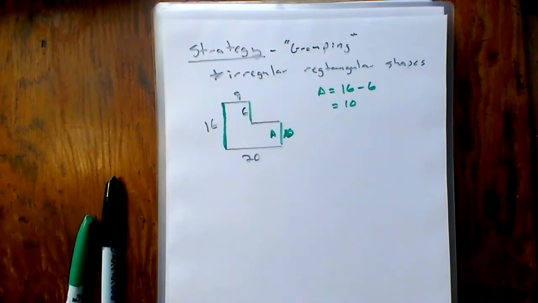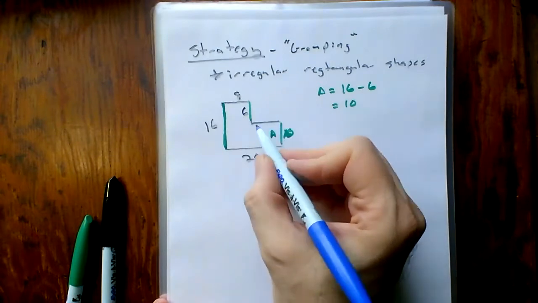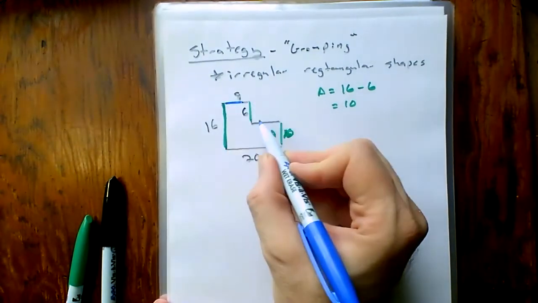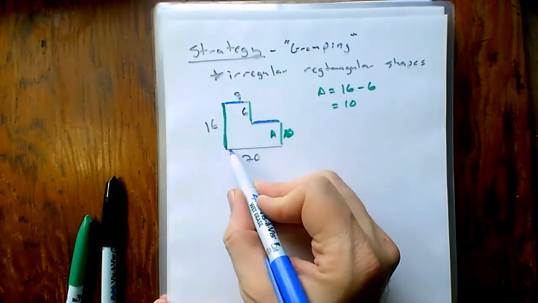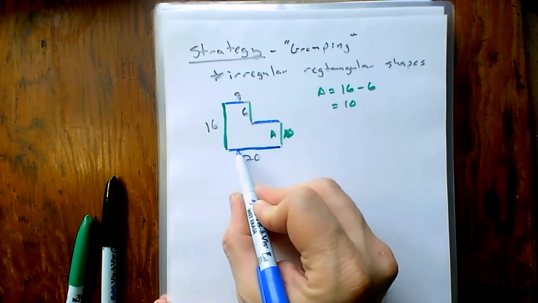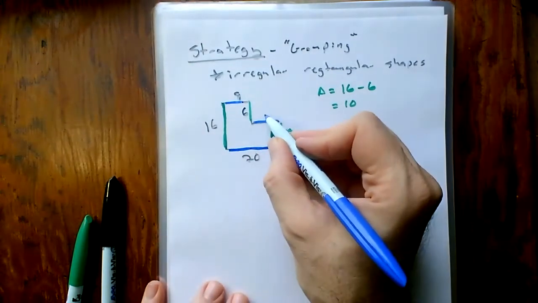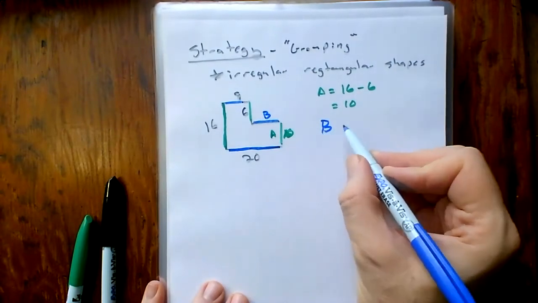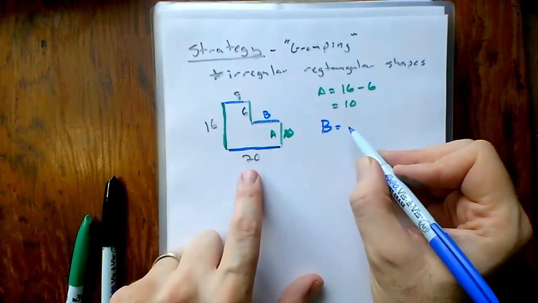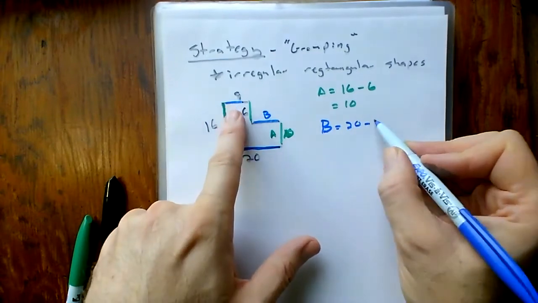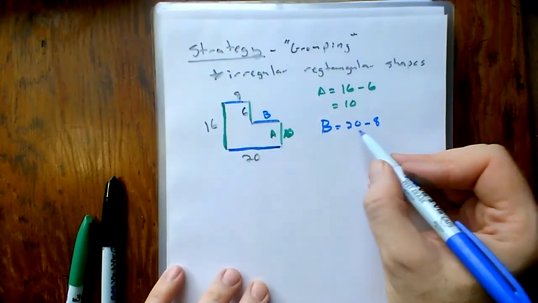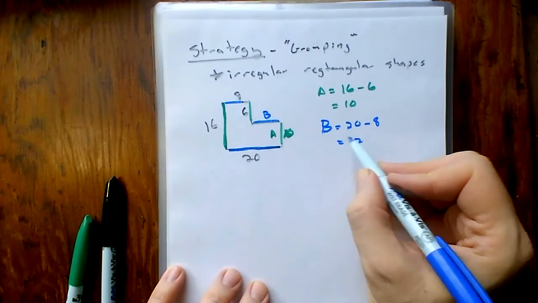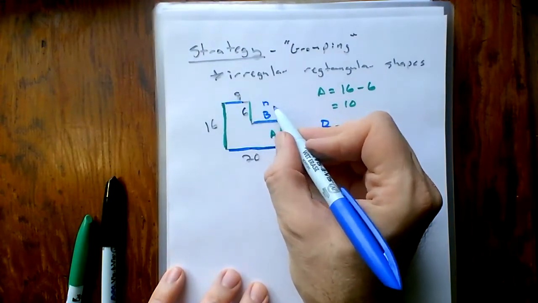I could just as easily infer that these two sides right here will add up to be the same length as this one. So I could say, oh, this side B, I could say B is going to be equal to, say, 20 minus that 8. So I could say that B is going to be 12, whatever units these are.